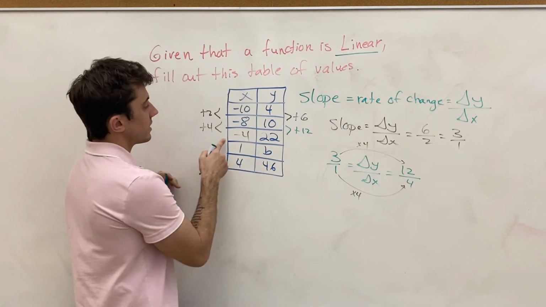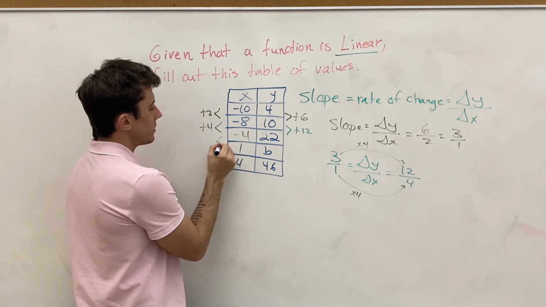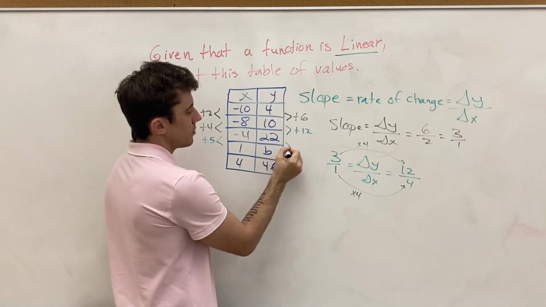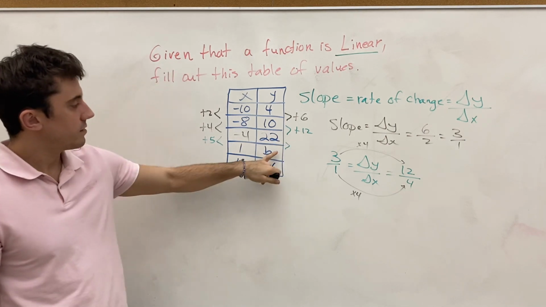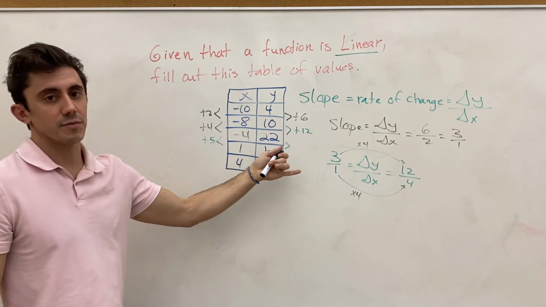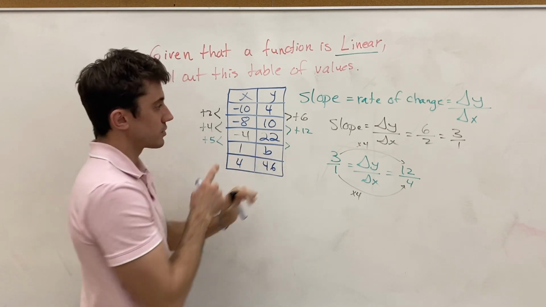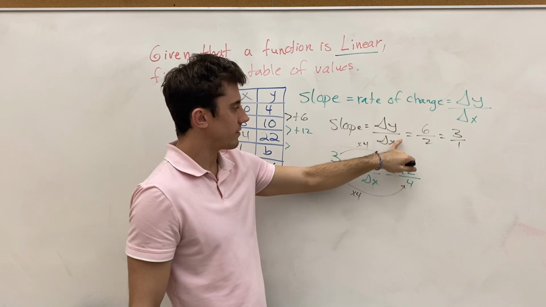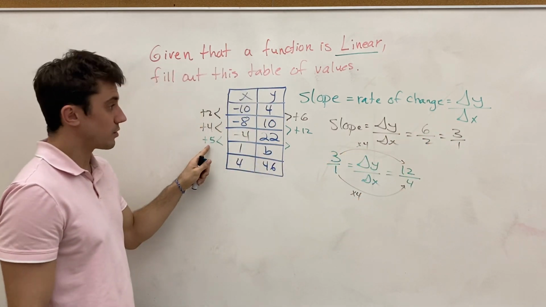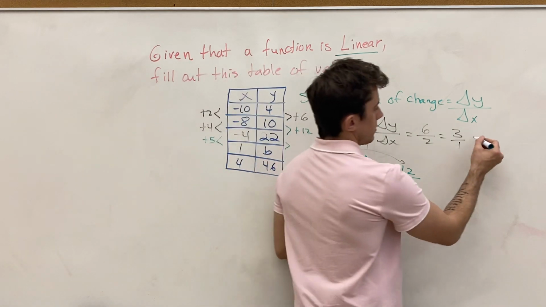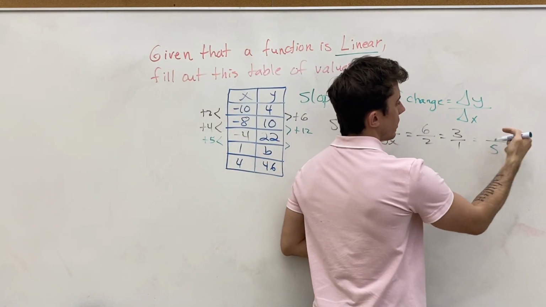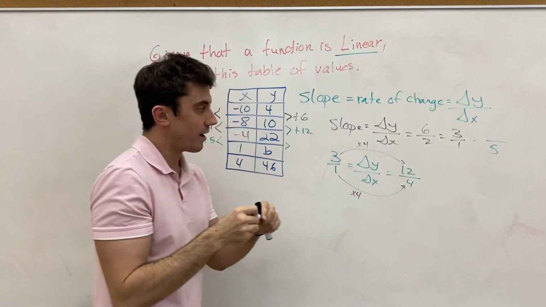Next, we see that from -4 to positive 1, x increases by 5. So we ask ourselves, what necessarily must the change in y have to be in this case? Well, our slope, again, change in y divided by change in x, is 3 to 1. So if x is going up by 5, right, that's our delta x, then what is our change in y?